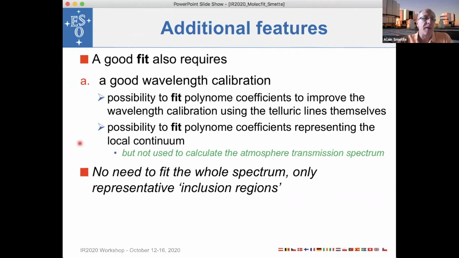And in order to do a good fit, one also needs to basically make a good representation of the local continuum. But we don't need to fit the whole spectrum. We only need to have the fit over some inclusion regions that include some of the lines caused by the molecules that we want to understand.